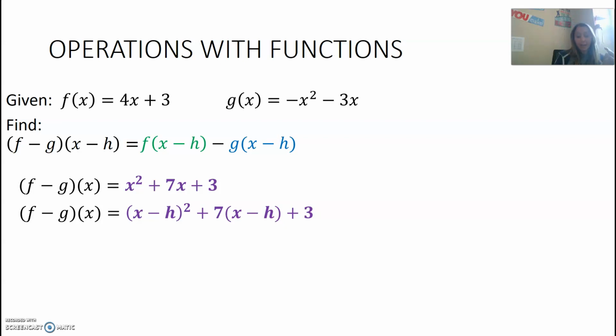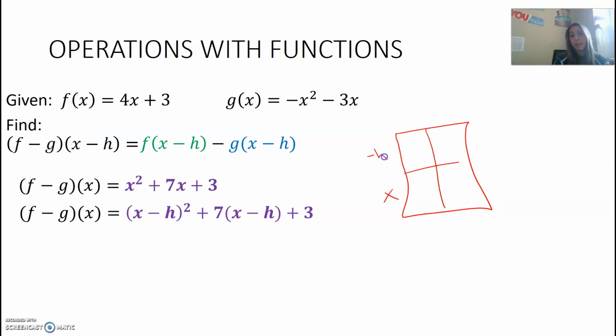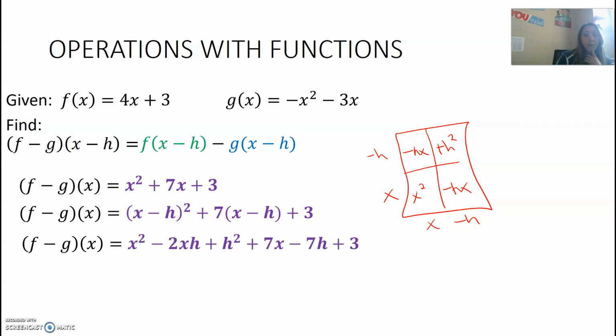So remember, right here, this is a binomial. We need to put that in a box. When we put that in a box, we can do that over here. We should have x minus h, x minus h, and you're going to end up with x squared, negative hx, negative hx, and then positive h squared, because a negative times a negative is a positive. All right, so you're going to end up with x squared minus 2xh or hx.